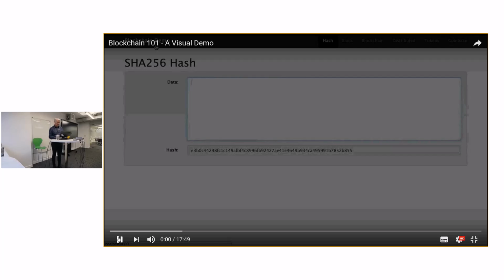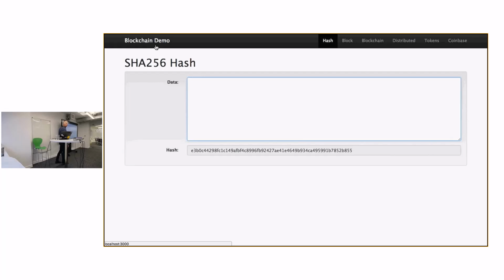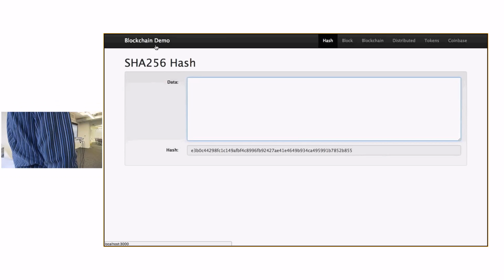This is a blockchain demo. We're going to do this in a very visual way, though. We're going to make it very easy to understand by stepping through the key pieces of what a blockchain is in a visual way. But before we get started, we need to take a look at this thing that we call a SHA-256 hash.